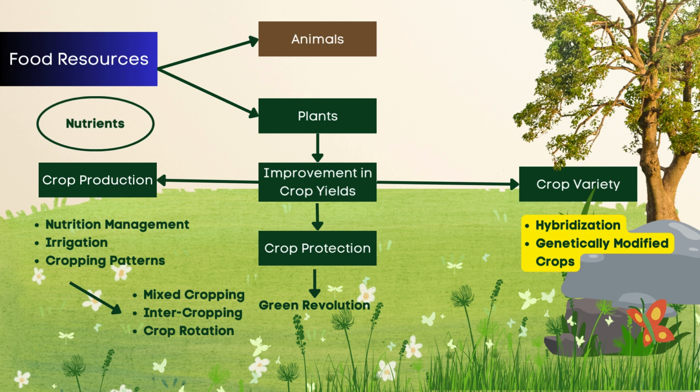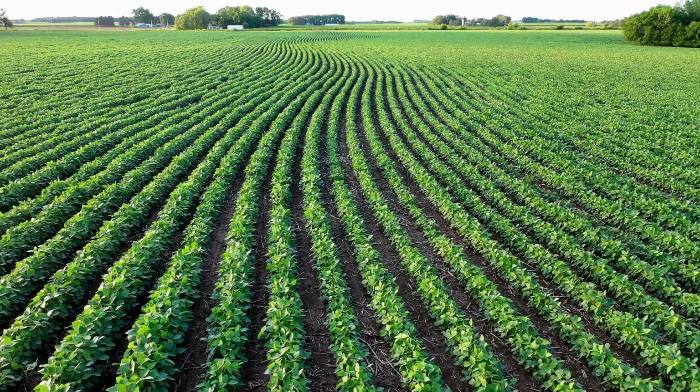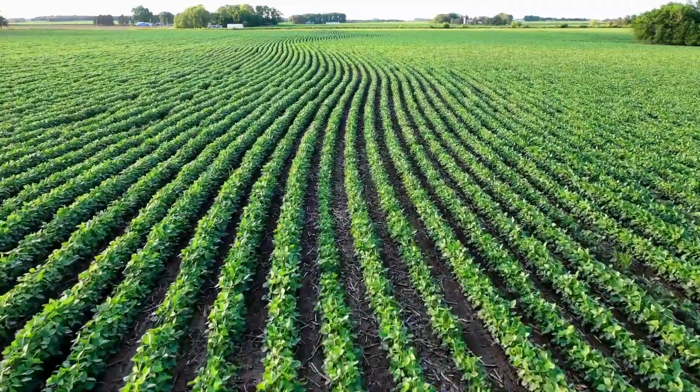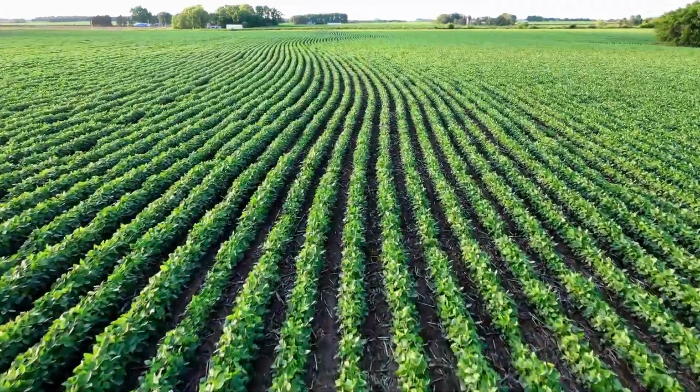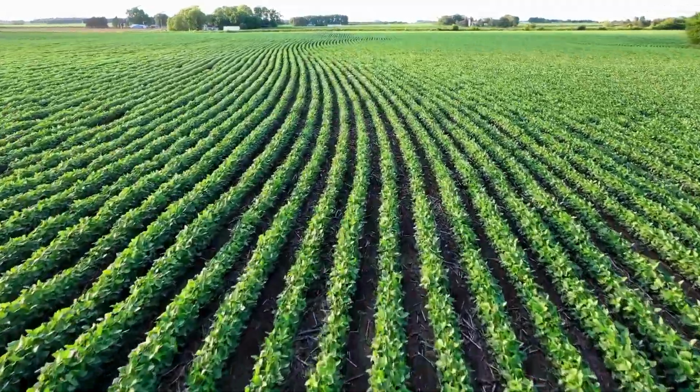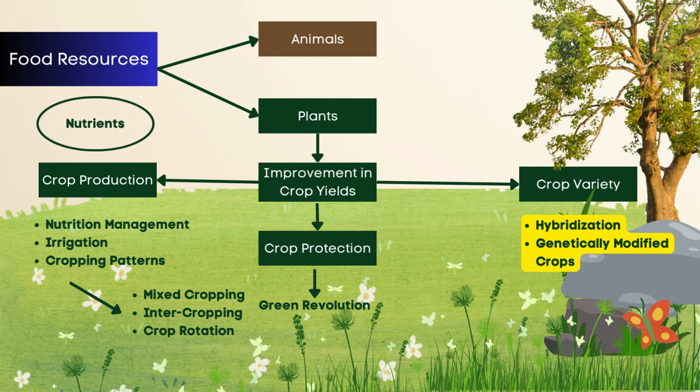In this class, I will be explaining about the food resources. We can classify this topic into two, that is plants and animals. I am going to talk about the improvement in the plants, that is improvement in crop yields.